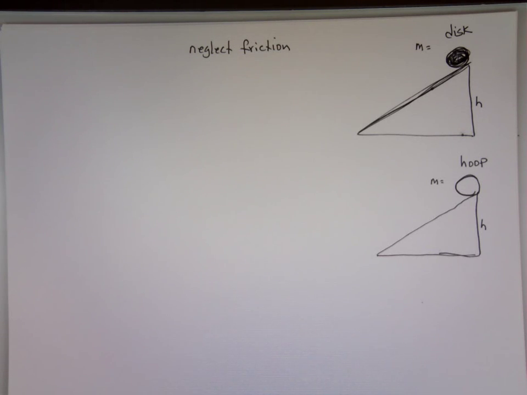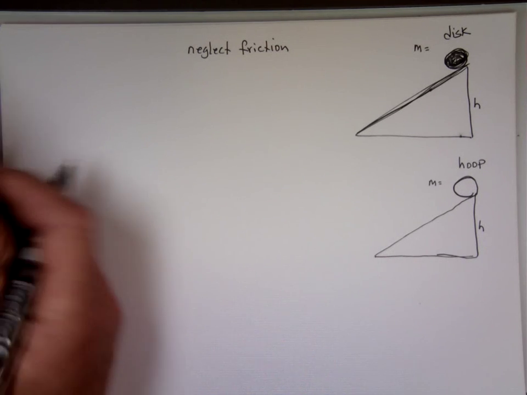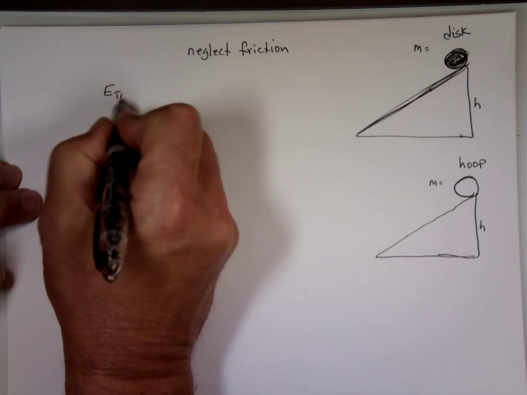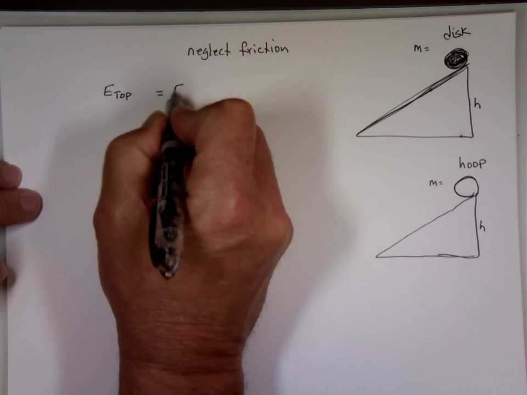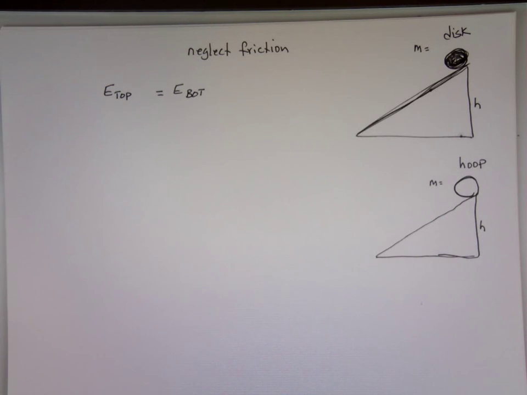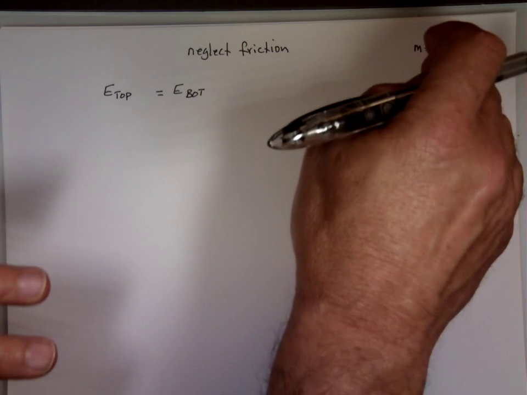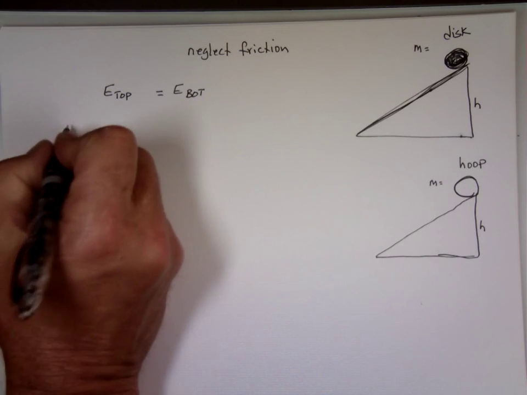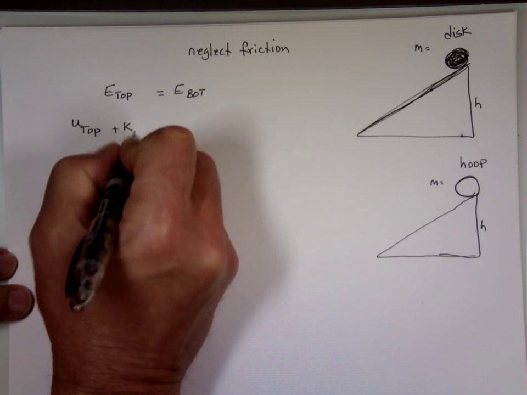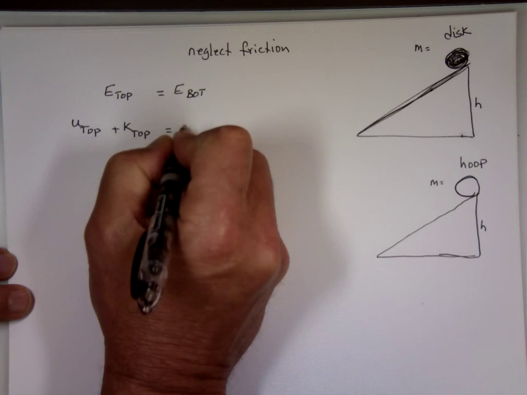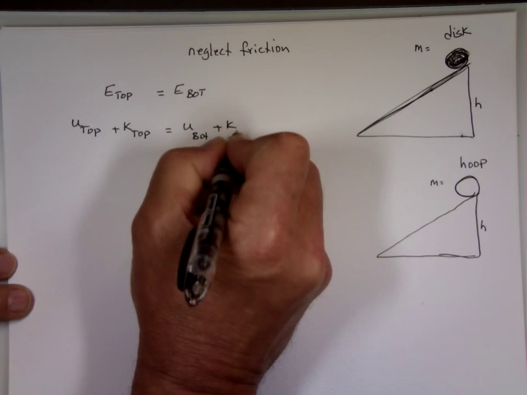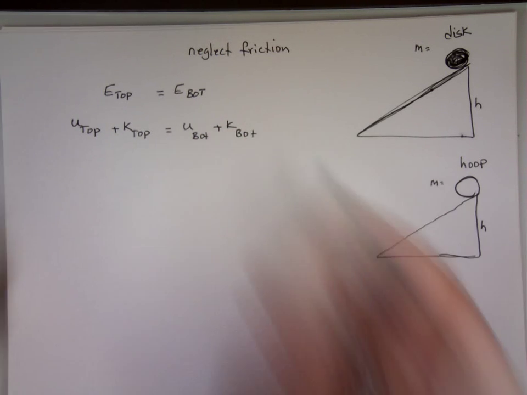Okay. Let's look at it now. If you neglect friction, we have the mechanical energy on the top equal to the mechanical energy at the bottom. If you take all the energies, potential and kinetic at the top should equal potential and kinetic at the bottom. They should be the same.